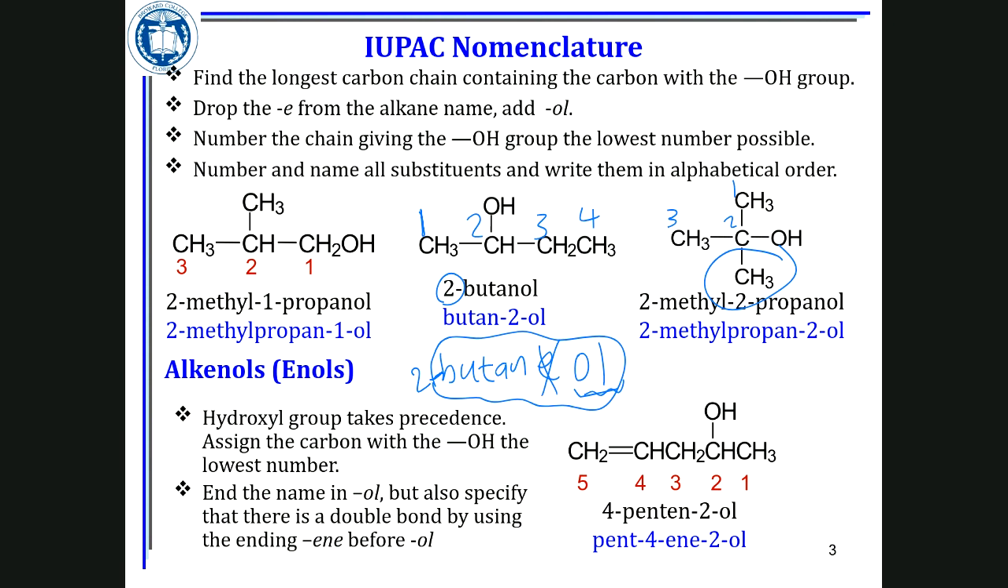You always bring the name of the branch first. If you have more than one branch, you bring the names of the branches first with the location in alphabetic order. The last part of the molecule is going to be the name for the main carbon chain, and your main carbon chain should include the functional group. So 2-propanol is actually the name of the main carbon chain that you have here, and the 2-methyl is the branch that is attached to 2-propanol.